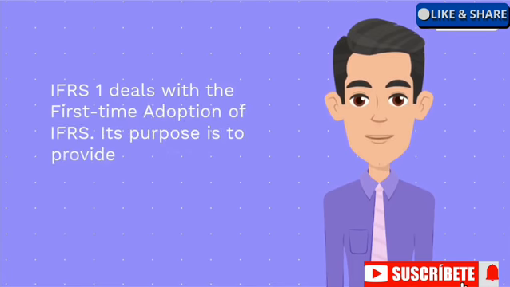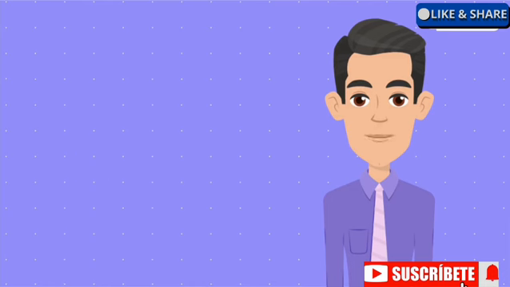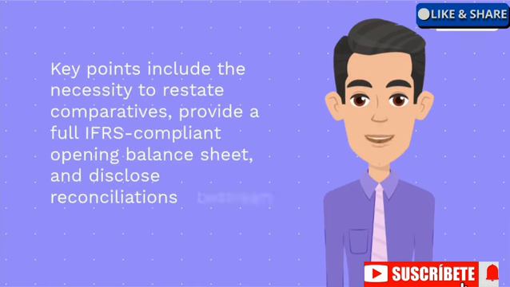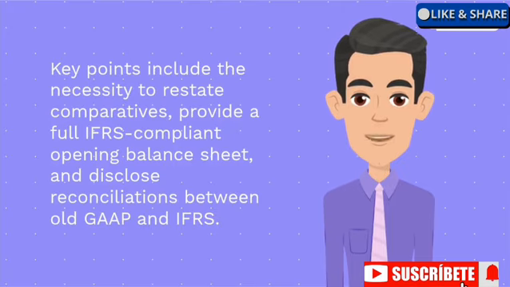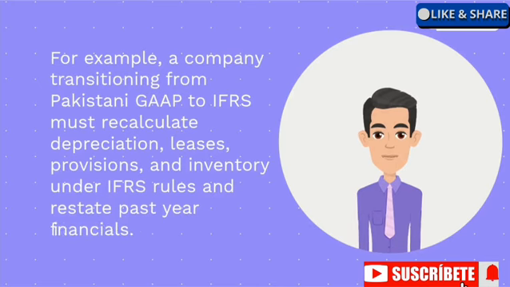IFRS 1 deals with the first-time adoption of IFRS. Its purpose is to provide guidance on how to convert from local accounting rules to IFRS. Key points include the necessity to restate comparatives, provide a full IFRS-compliant opening balance sheet, and disclose reconciliations between old GAAP and IFRS. For example, a company transitioning from Pakistani GAAP to IFRS must recalculate depreciation, leases, provisions, and inventory under IFRS rules and restate past year financials.